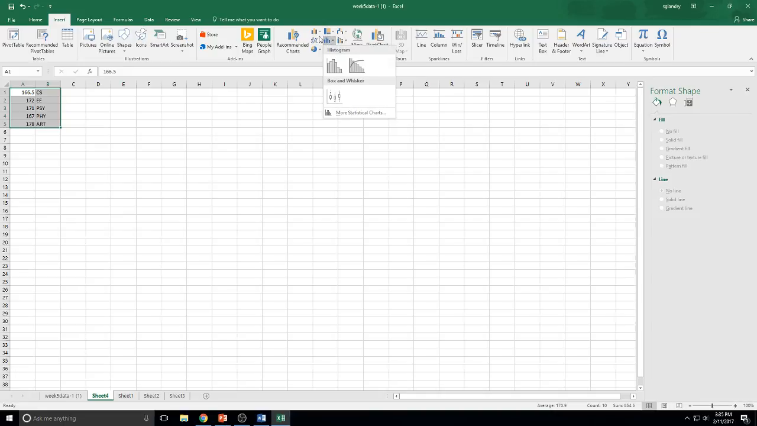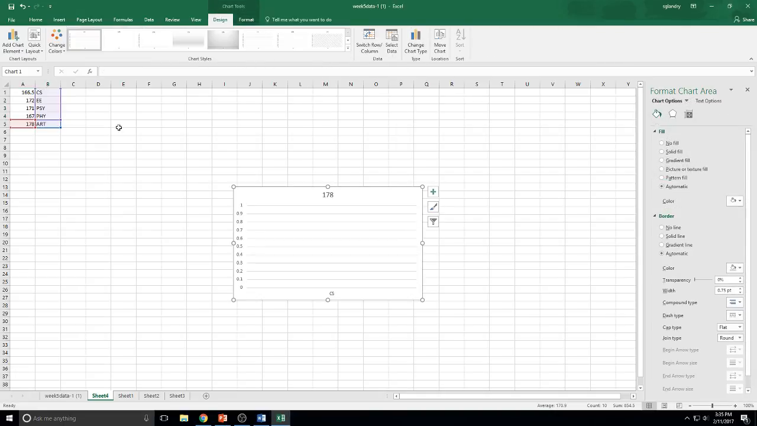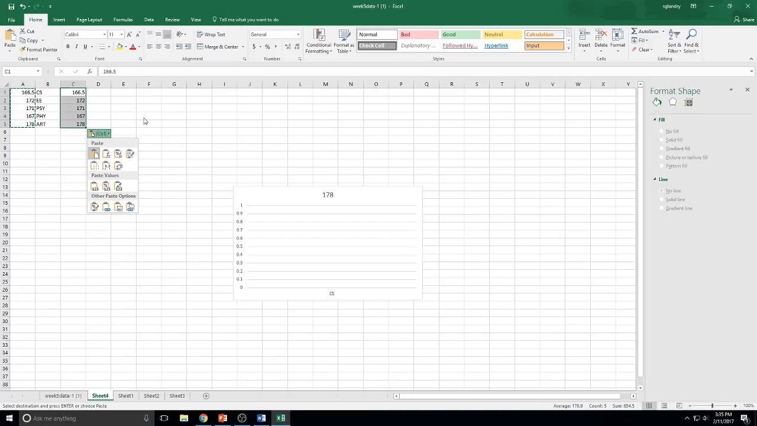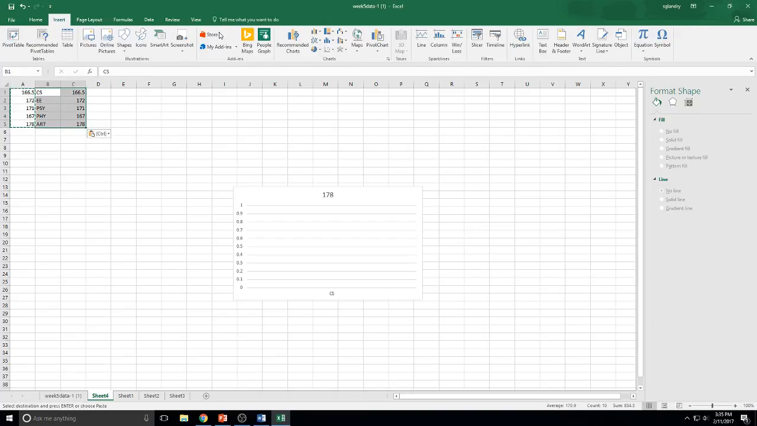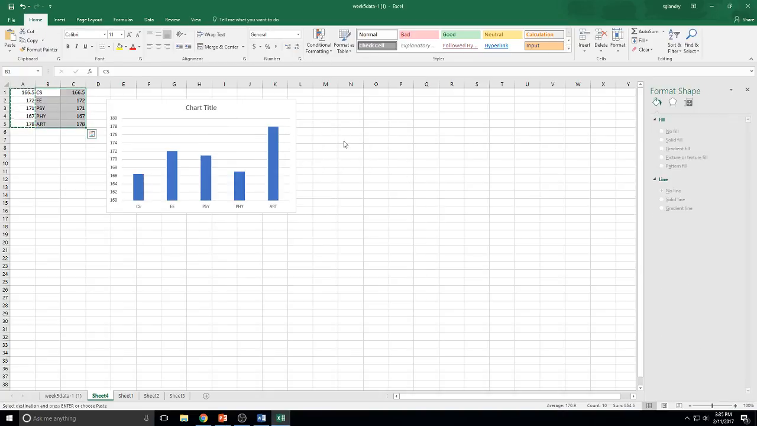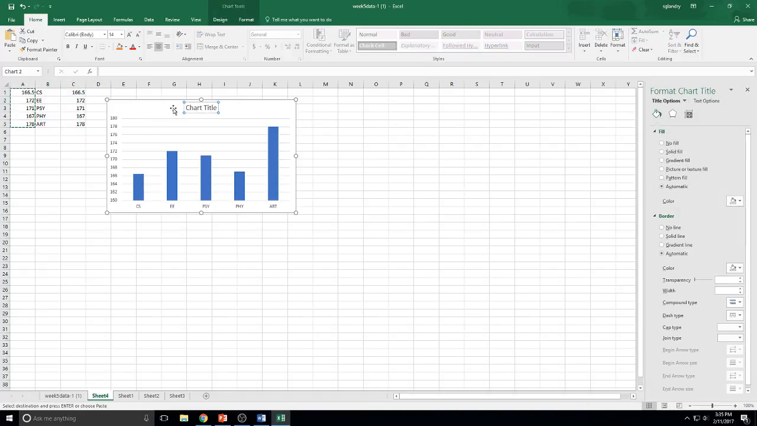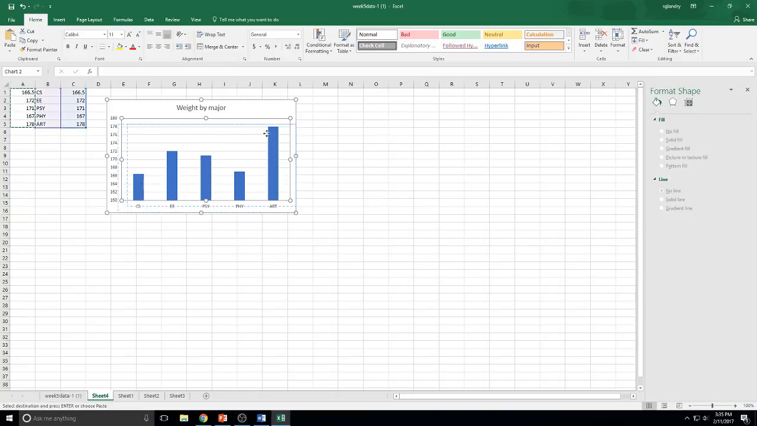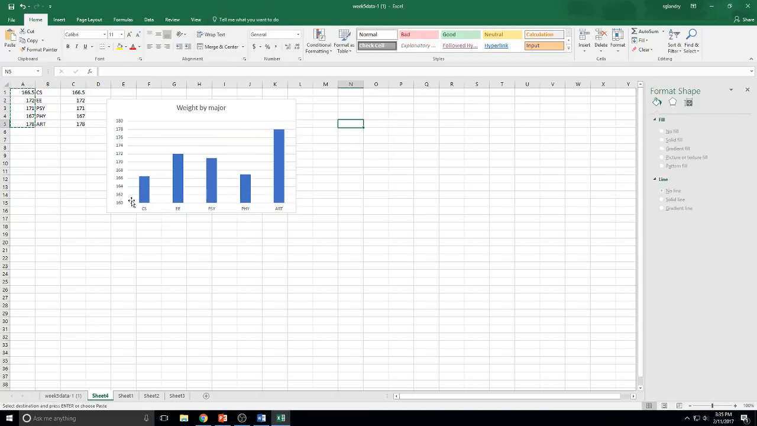Insert. It's a bar chart. If I do it that way, insert. Gotcha. Okay, so it likes it when the label's on the left and the number's on the right. So boom, I just made the chart. Weight by major. Let's try to get these charts named, guys. So what do we got? We got 166 pounds all the way up to 180 pounds.